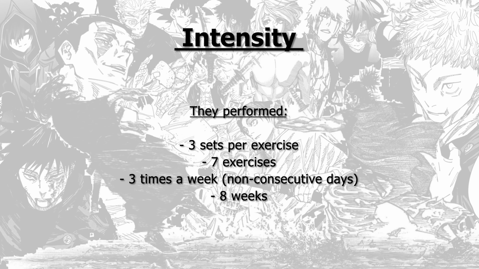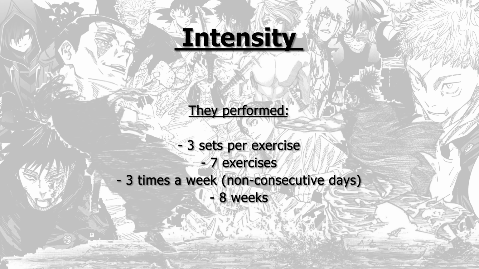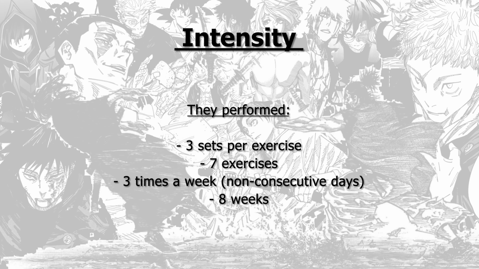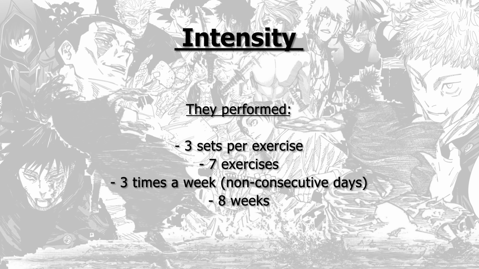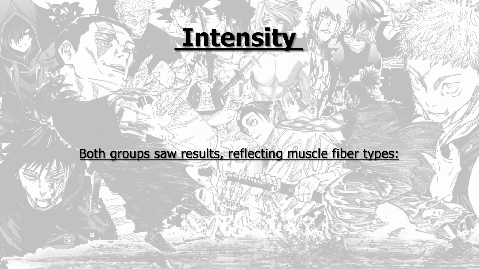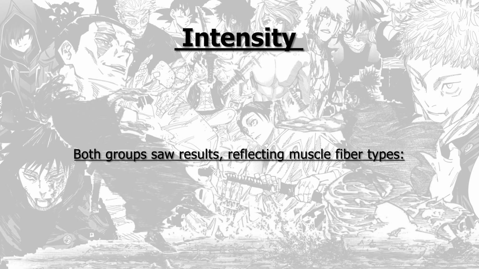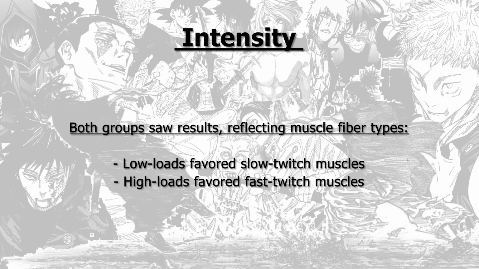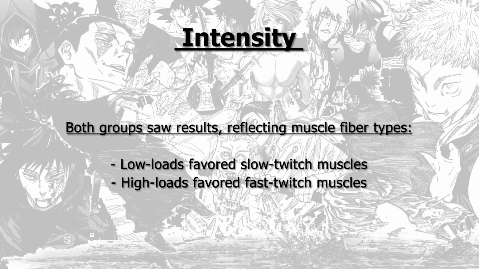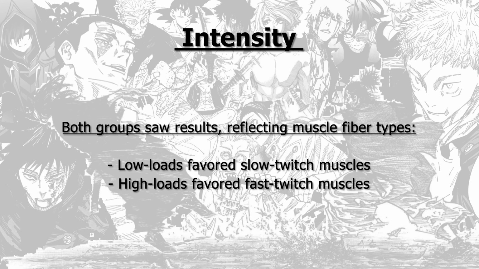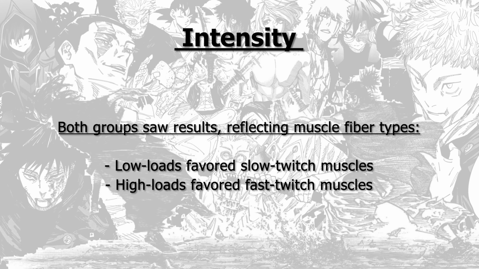They performed 3 sets per exercise, 7 exercises to cover all major muscle groups, and 3 times a week, on non-consecutive days for 8 weeks. They found that both groups saw results, and those results were a reflection of the muscle fiber types. So low loads favored slow twitch muscles and high loads favored fast twitch muscles. There are of course muscles who have both.